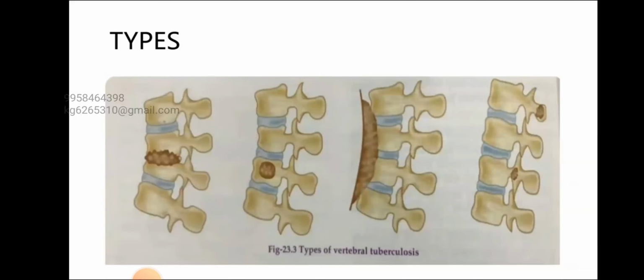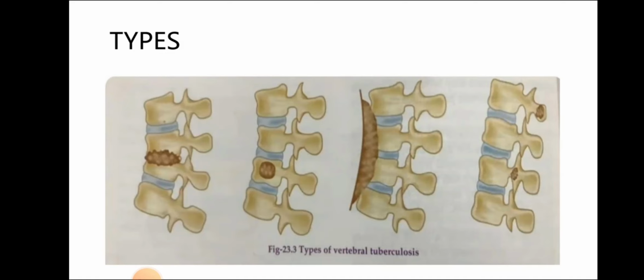And the types, different types of vertebral tuberculosis, are mentioned. They are paradiscal, central, anterior, and posterior. As you see in the image, the first one is paradiscal, then central, then anterior, and the last one is posterior. So the first one, paradiscal, is the commonest type.